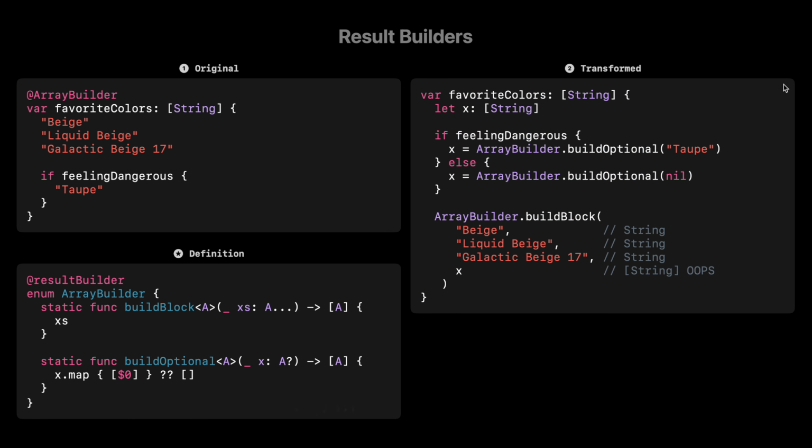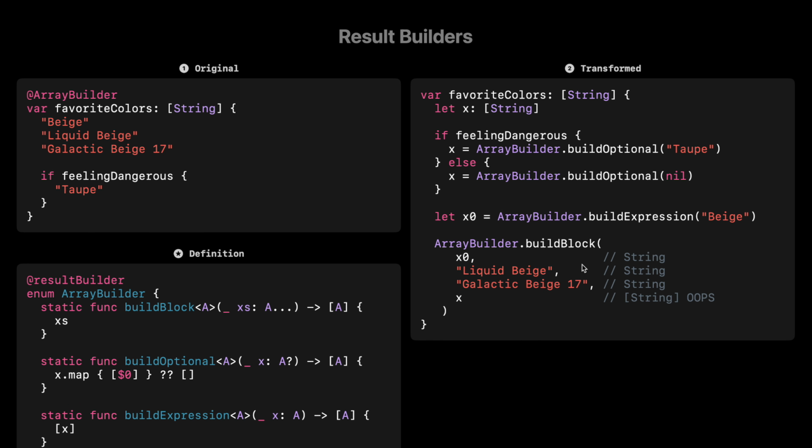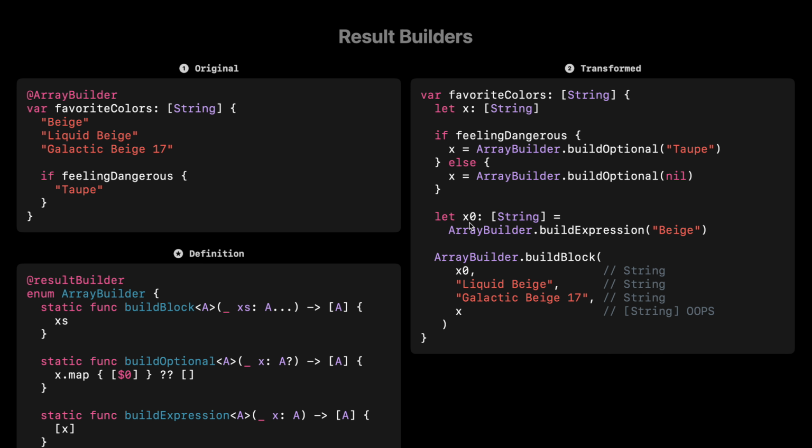So if we did not have build expression, it would generate something like this. But once we define build expression, this compilation step that triggers the result builder will look into the array builder, see that we have build expression defined, and then instead of just passing these values along unmodified, it will first call build expression on each of these values. So here beige is getting passed into build expression, which will of course wrap it in an array constructor, making it an array of string.